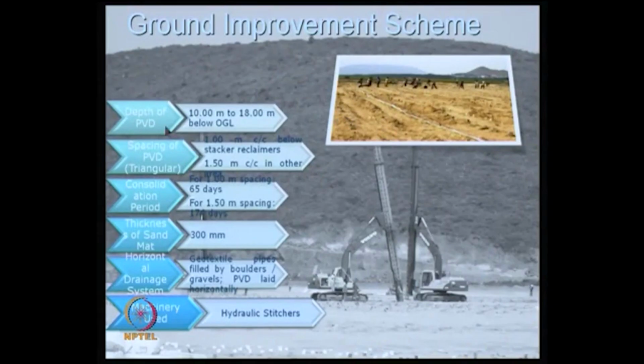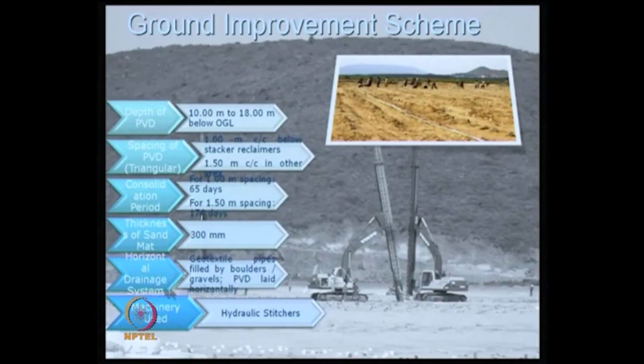So, they did the PVDs 10 to 18 meters below the original ground level. Spacing is in a triangular pattern, and consolidation period is about 65 days, depending on the spacing. Actually for 1 meter spacing they have 65 days, for 1.1 meter spacing 175 days. Okay. Thickness of the sand mat about 300 mm, like what I said, drainage layer.